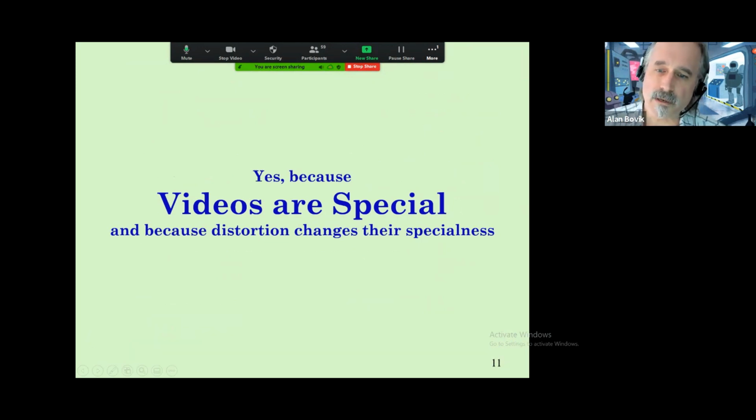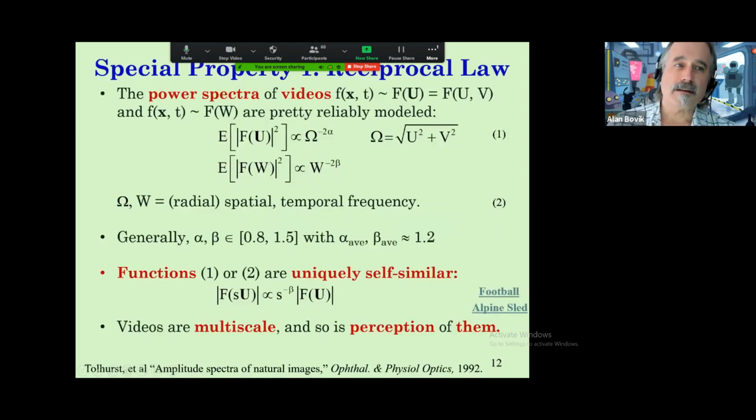The main reason we can do it is because videos are very special signals. How are they special? What do I mean by that? Secondly, because distortion changes that specialness, and we can measure that change of specialness, okay? You're wondering, what does he mean by specialness? Do we have an equation for that? Well, I'm going to talk about several ways in which videos are very special, one of which you may have heard of.